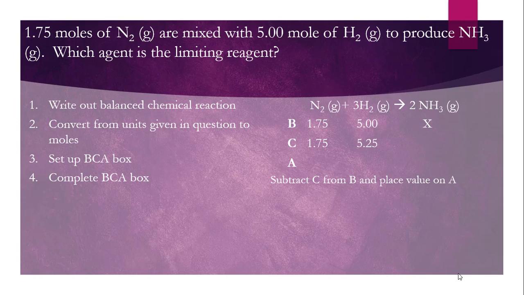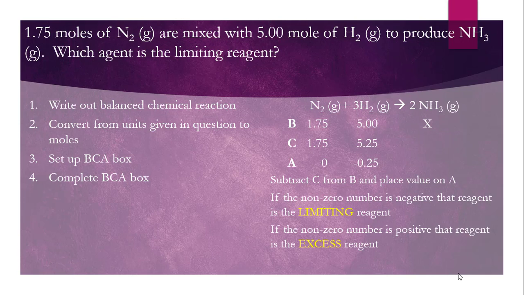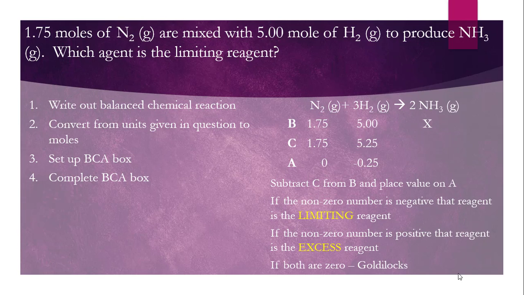Now I'm going to subtract C from B and place that value on line A. One of those values should always be 0, and that should be the one that you picked. If the non-zero number is negative, you don't have enough of that reagent, and so it is the limiting reagent. If the non-zero number is positive, then that reagent has more than enough. That's the excess reagent. And as a matter of fact, the value on the A line is the number of moles you have left over. And if both values are 0, you're in the Goldilocks situation.